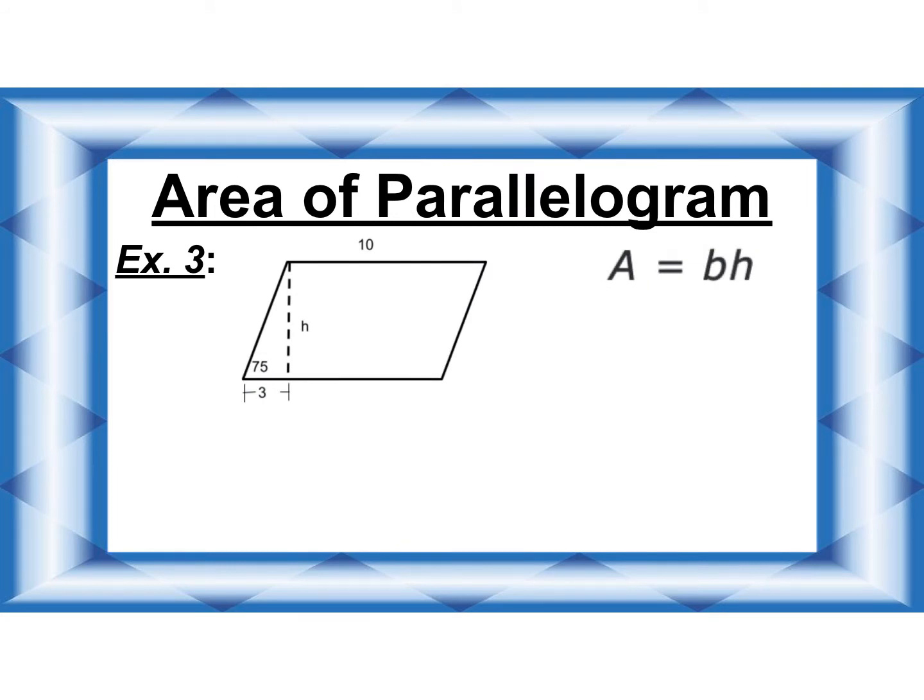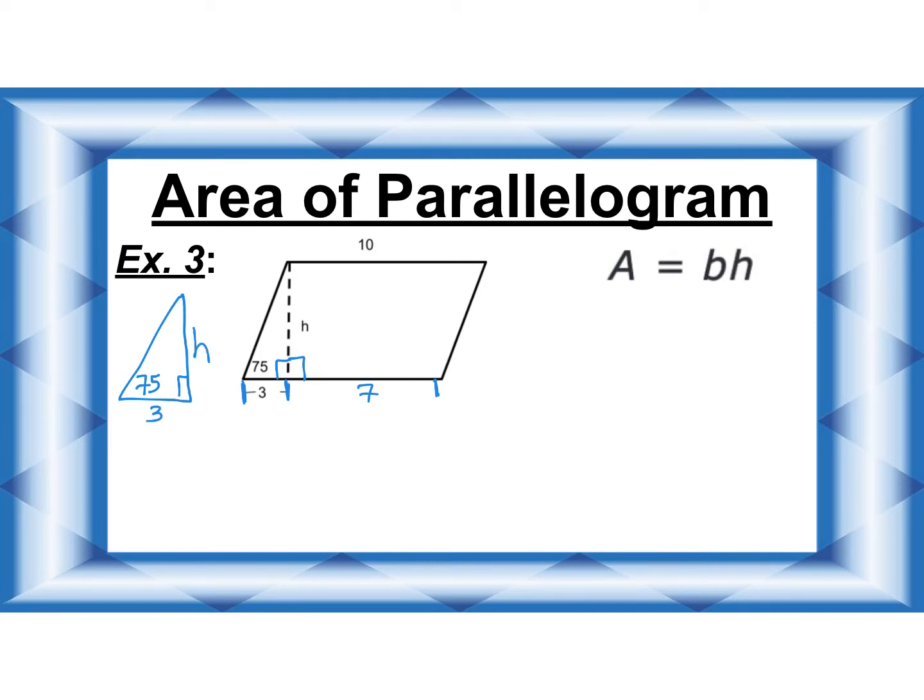Here we have a parallelogram. The top is 10, my angle is 75, and just this little piece is 3, therefore I know that that would be 7, and I need to figure out my height. So I have my perpendicular height, and I'm just going to draw this triangle out to the side. So we have a little triangle with a 75-degree angle and then a 3. And I need to figure out my height.